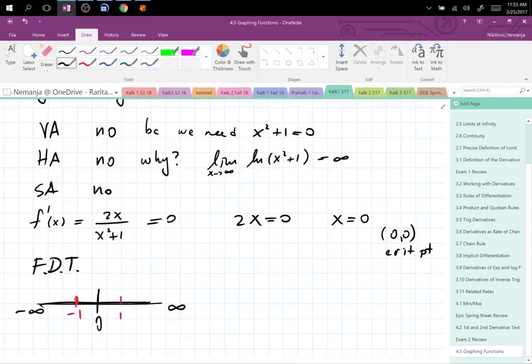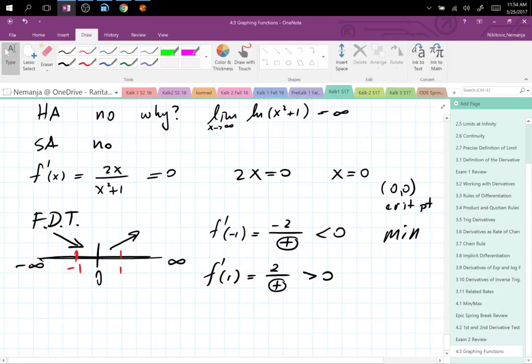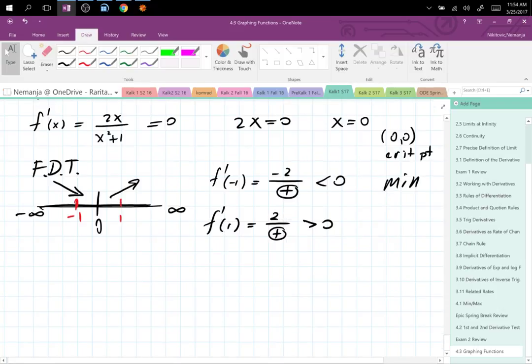First derivative computed at negative 1 is negative 2 divided by a positive, right? You have x squared, that's always going to be positive, and you plus 1. So that's less than 0. We have a decrease. And then first derivative computed at 1 is 2 divided by a positive number, which is larger than 0. And we know that now this one is a minimum. Excellent. Time to take the second derivative.